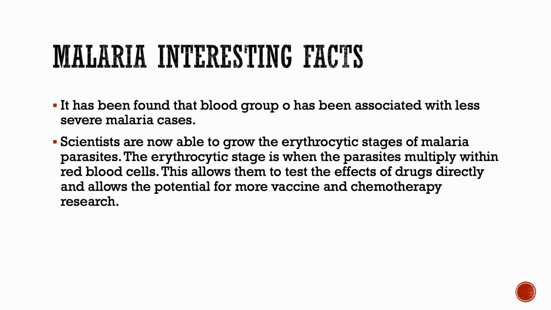Malaria interesting facts. It has been found that blood group O has been associated with less severe malaria cases. And also, scientists are now able to grow the erythrocytic stages of malaria parasites. The erythrocytic stage is when the parasites multiply within red blood cells. This allows them to test the effects of drugs directly and allows the potential for more vaccine and chemotherapy research.